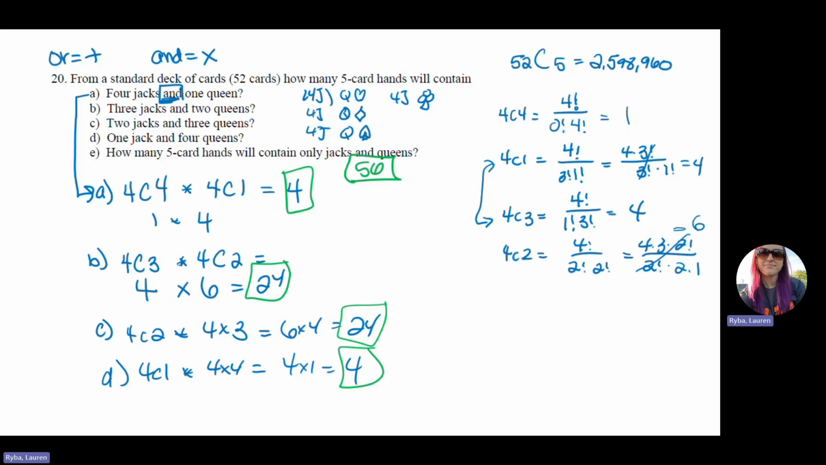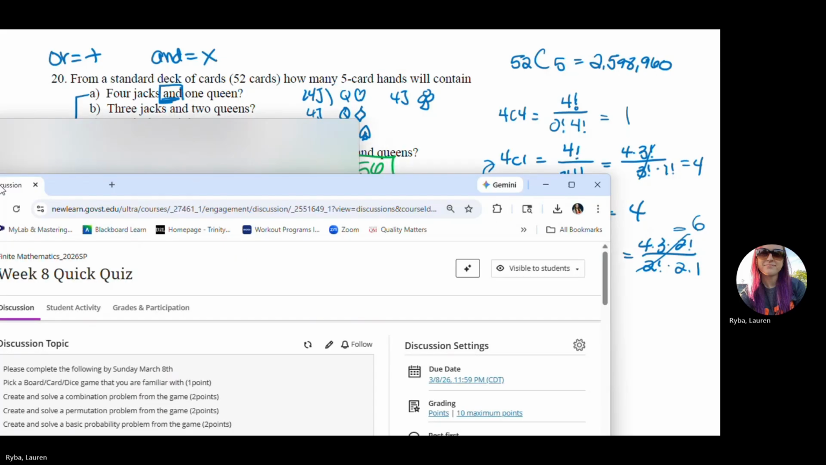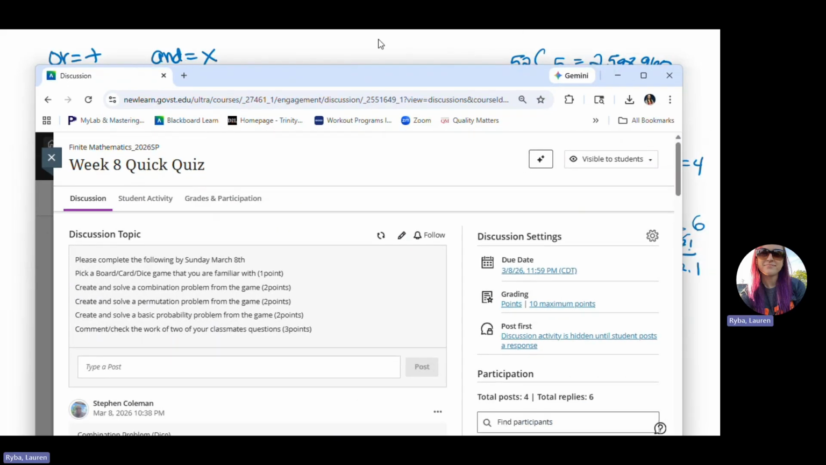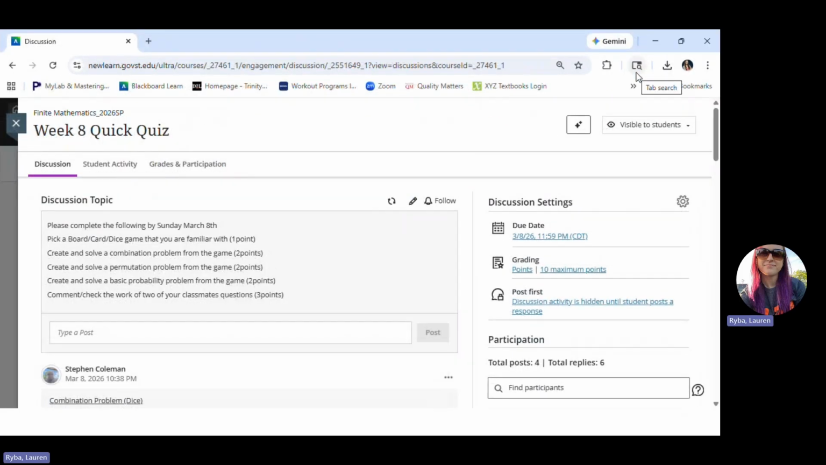So I'm going to show you this for now. You'll be able to do a part of it. We're going to talk about basic probability on Thursday. But if you remember probability, you'd be able to start this now. This week is going to be a little bit different. You are going to find some game that you are familiar with, a board game, a card game, a dice game.